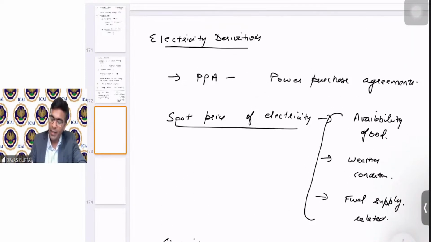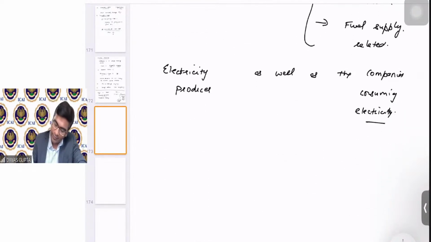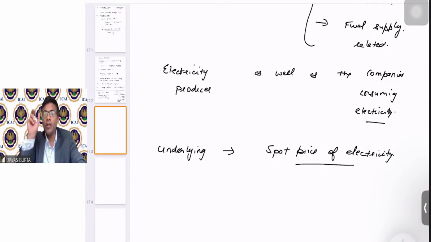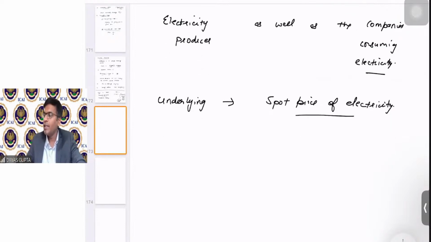With this problem came the electricity derivatives, where the underlying becomes the spot price of electricity, students. And with the similar understanding that we have had for all the derivatives, there are three major products that we have studied: forward, futures, and options. So similarly, for electricity derivatives, all these three are there: forward, futures, and options.